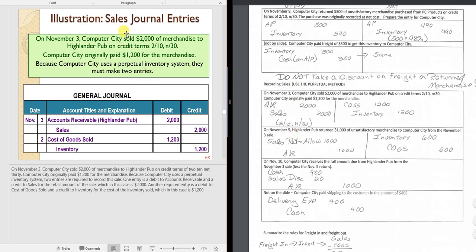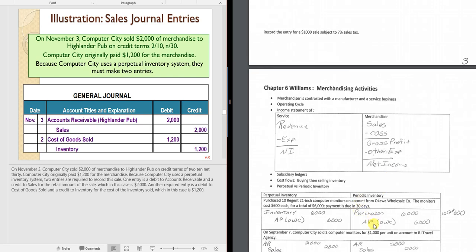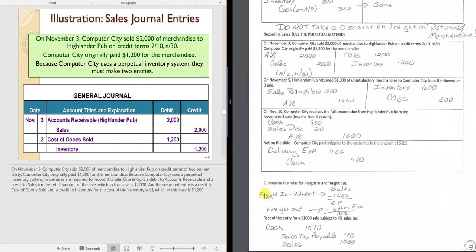Whenever I have a sale, I have two entries. We're going to assume the perpetual, not the periodic. If you want the periodic, you go back up here, where I do purchases. We're going to do this column, the perpetual. On November 3rd, they sold $2,000 in merchandise to Highlander Pub. Credit terms 2/10, net 30. Computer City originally paid $1,200 for the merchandise. So whenever you have a sale, you have two entries: accounts receivable, sales, cost of goods sold, inventory. I put them side by side because I didn't have enough space.